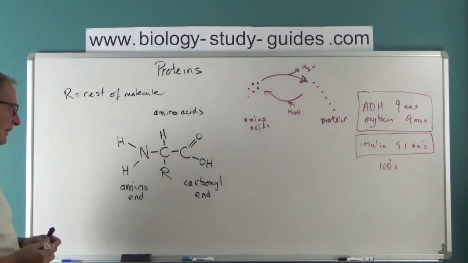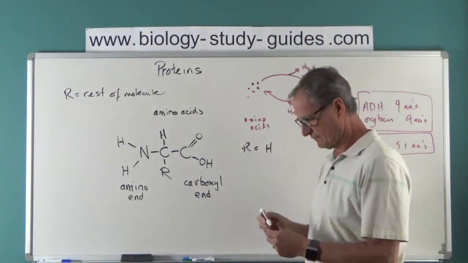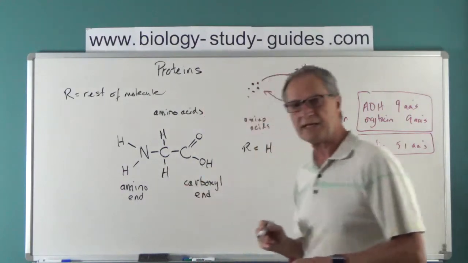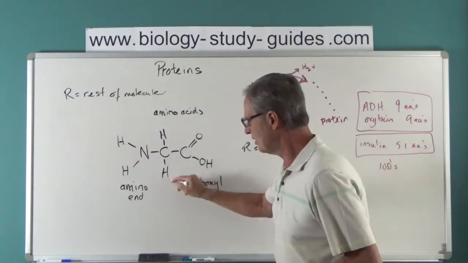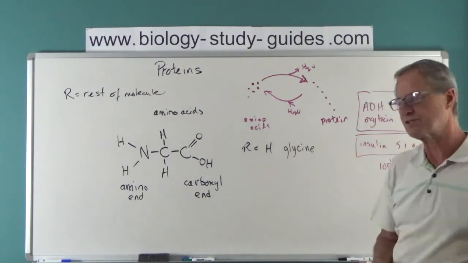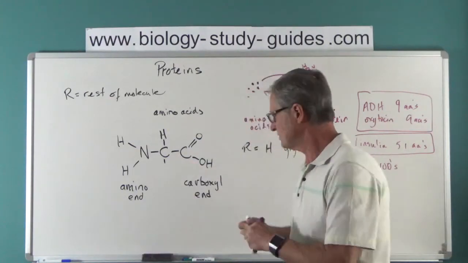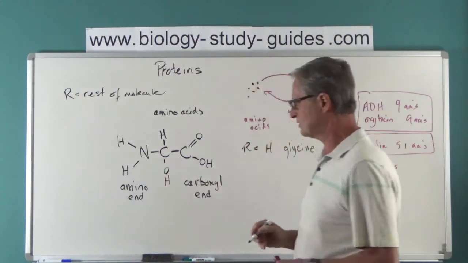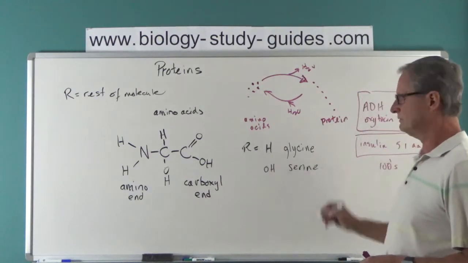So what could R be? If R is just hydrogen, if we take this out and put a hydrogen in here, you recognize that's the smallest amino acid. It's got the NCC backbone, it's got all of these parts on it. The R group is just a hydrogen, that's glycine. If we put maybe the next smallest thing in here, we can put OH. If R was equal to OH, that's the amino acid called serine.